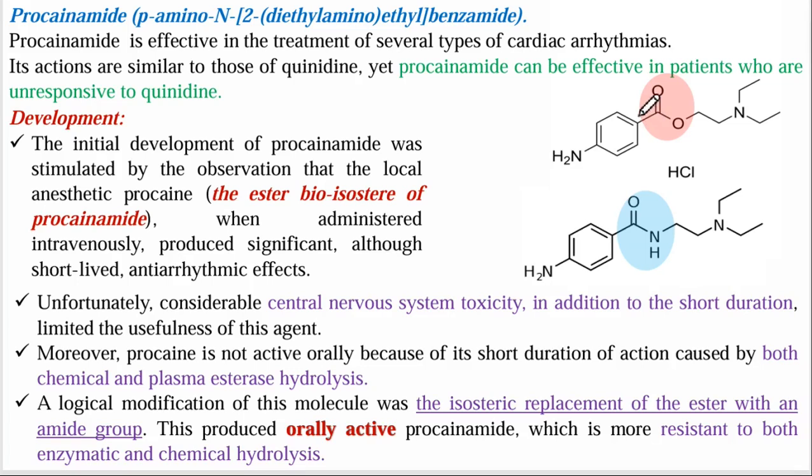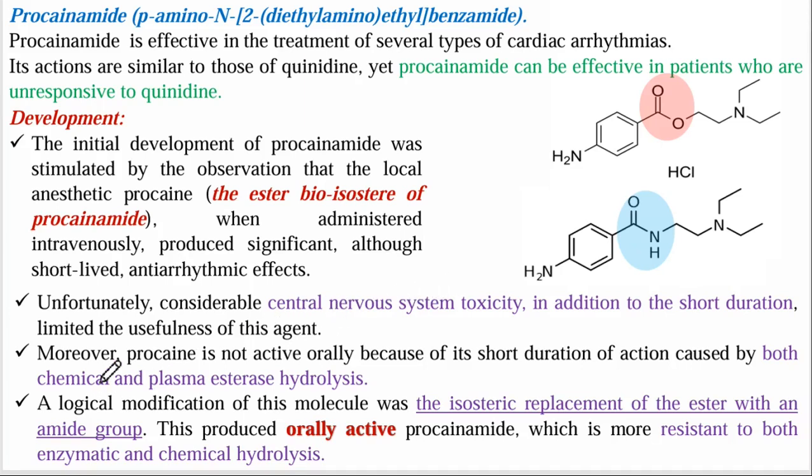Okay, it is the ester or the bioisostere of procainamide. It is administered intravenously to produce several significant short-lived antiarrhythmic effects. Unfortunately, this also causes CNS toxicity in addition to short duration, so there is very limited use of this. Moreover, procaine is not active orally because it has a short duration of action.